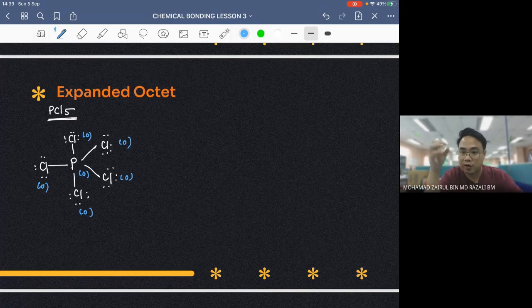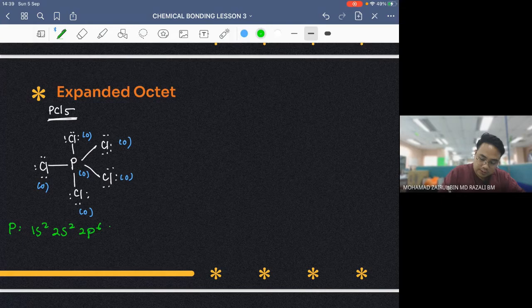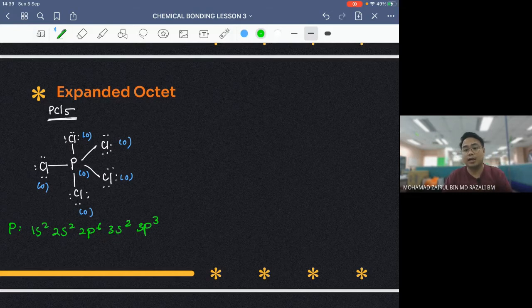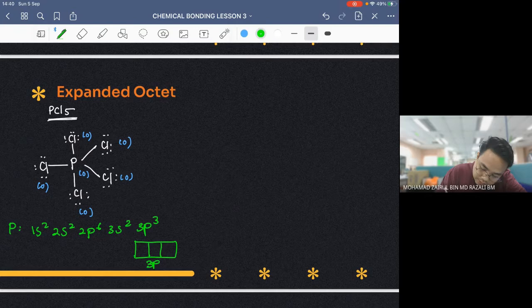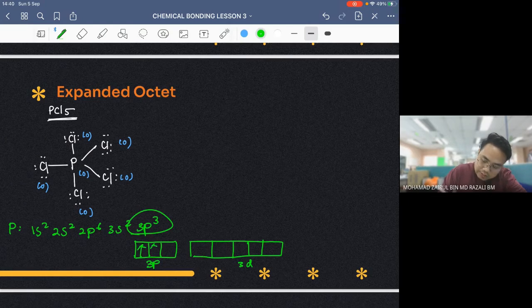Okay, kenapa tadi saya cakap phosphorus dia boleh form expanded? Okay, kita tengok the electron configuration phosphorus. Phosphorus has 15 electron. So the electron configuration is 1s2, 2s2, 2p6, 3s2, 3p3. Dan kita tahu kalau elemen tu located at period 3, dia ada empty D orbital. So kalau kita lukis diagram, okay, untuk 3p dia, dan dia punya 3D, okay, so 3D ada 5 box. So this 3 electron akan dalam 3p.